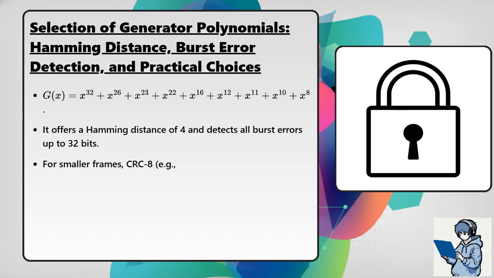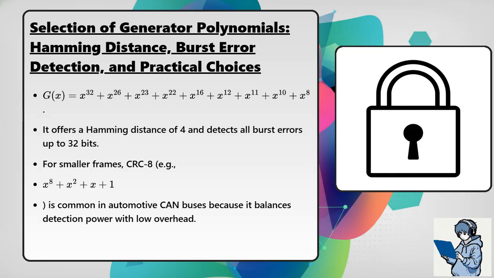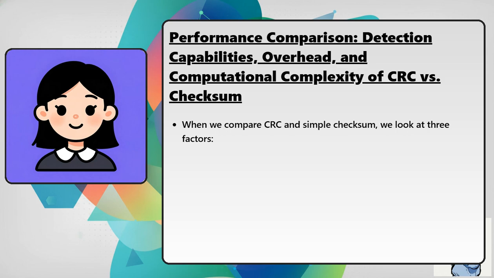For smaller frames, CRC8, for example x to the 8 plus x squared plus x plus 1, is common in automotive CAN buses because it balances detection power with low overhead. When we compare CRC and simple checksum, we look at 3 factors.